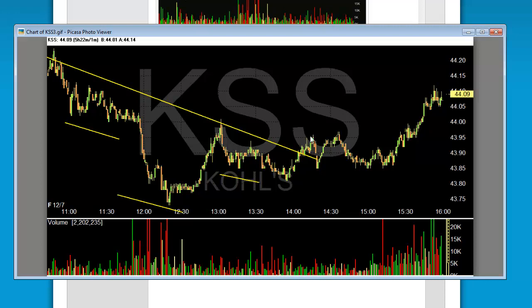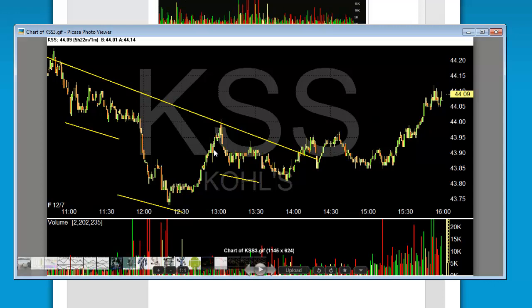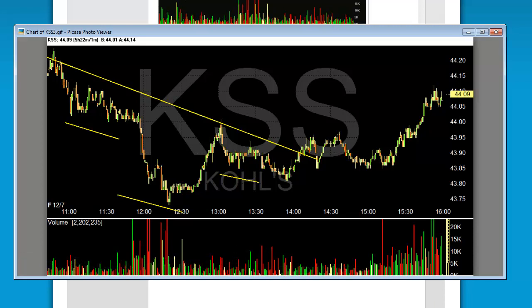Now, you could buy the breakout of this, but also understand that every breakout usually comes with a pullback and then a follow-through. So in this case, you can actually see the follow-through. That brings us to how to recognize when we want to get into an inverted head and shoulders pattern.